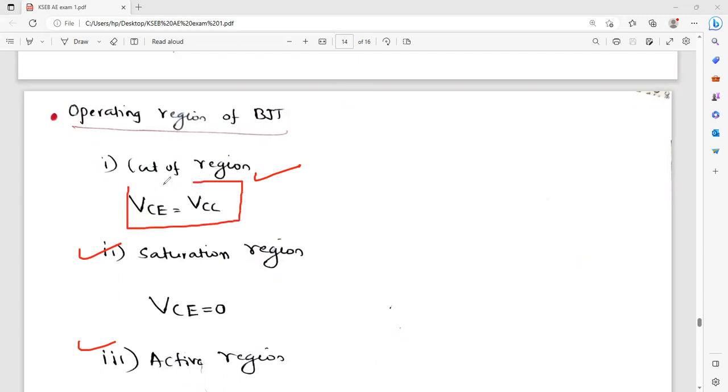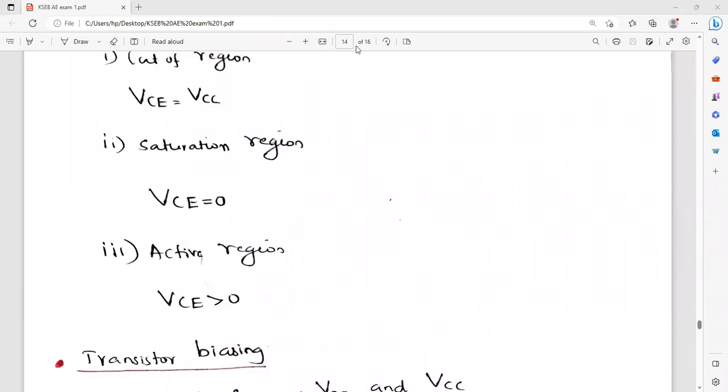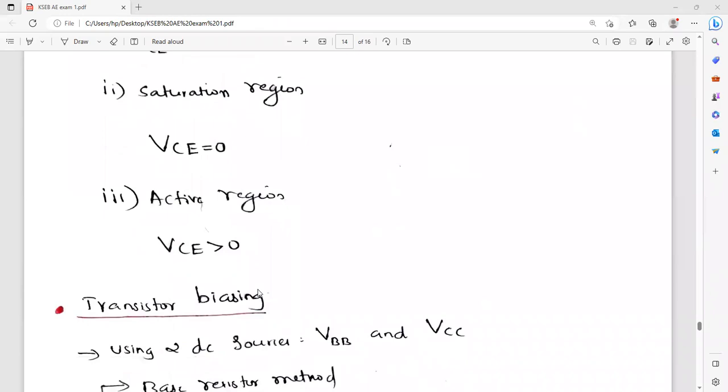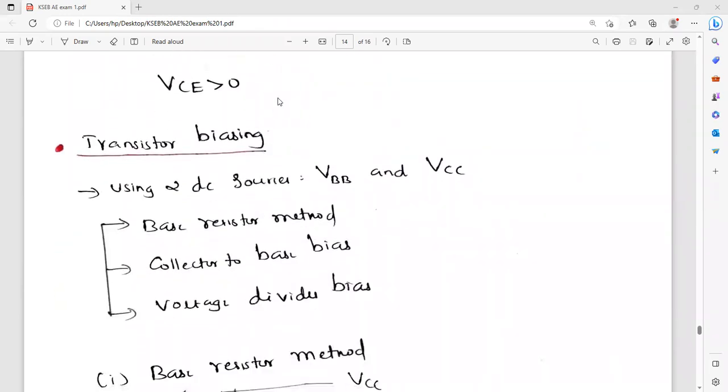So VCE is equal to VCC; that is what identifies the condition. It is called the cutoff region. During the saturation region, VCE will be absolutely zero. So remember this particular formula. If I talk about the active region, always remember that the voltage across emitter and collector will be positive, VCE greater than zero.